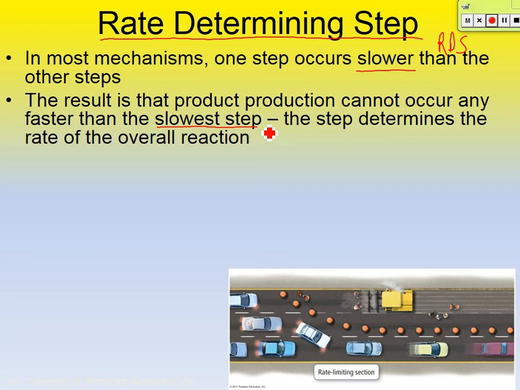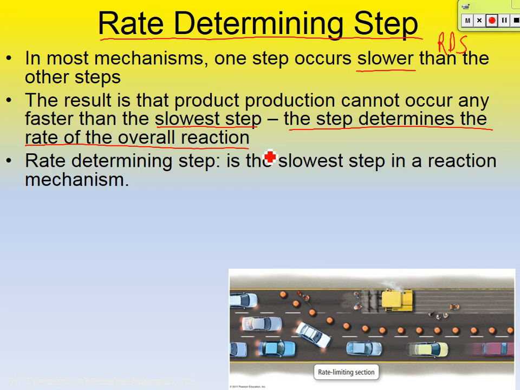The slowest step determines the rate of the overall reaction. So that slowest step determines the rate of the overall reaction because it occurs much slower than the other ones. So here's your definition for rate determining step. The rate determining step is the slowest step in a reaction mechanism.